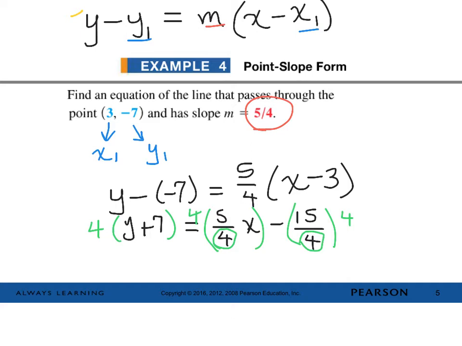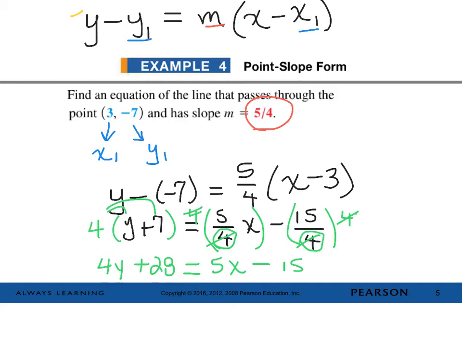So when we do that, this 4 cancels this 4. This 4 cancels this 4. And 4 times y is 4y. 4 times 7, remembering your distributive property, is 28, is equal to, now we have just 5x, minus, since we got rid of the 4's, 15. Now we're not quite done yet, but we're getting there.